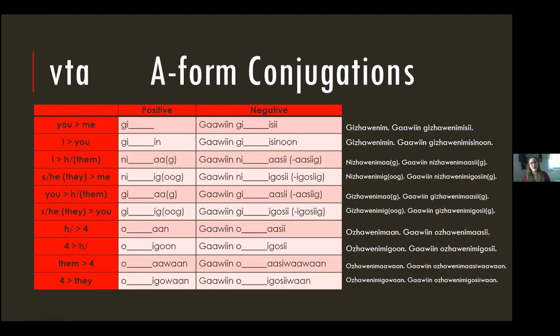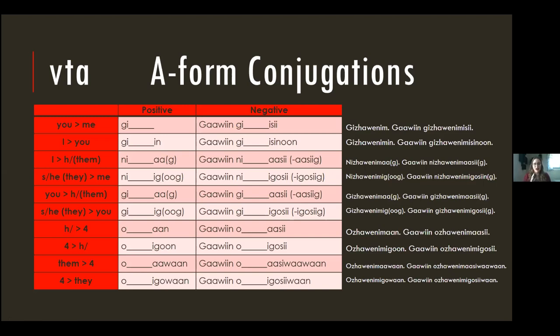So then you can also do plurals or them to fourth. This one you might not see as much, but it's good to know. So we'll say that the them is all of Shannon's daughters to the pet, okay? So ojawainamawan, okay? They, the daughters, love the pet. They love him or her, okay? Gawin ojawainamasiwawan. So that's, they don't love the pet. The daughters don't love the pet.